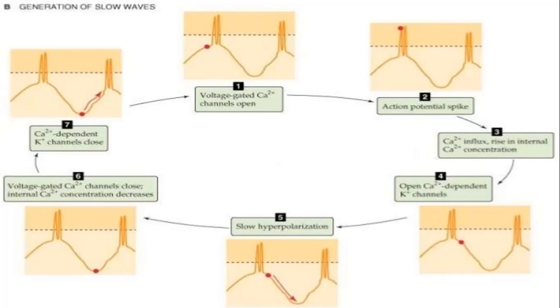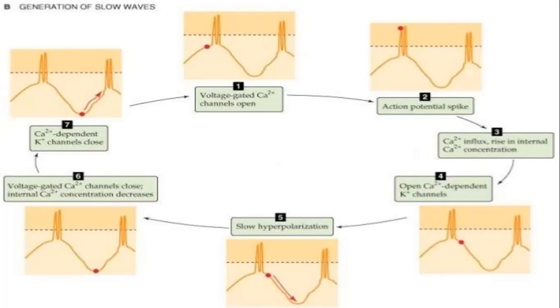So calcium influx causes rise in intracellular calcium concentration. This causes opening of calcium dependent potassium channel. That is figure 4. You see in figure 1 there was opening of voltage gated calcium channels, and there was figure 2. You can see there was rise in the membrane potential, which resulted in the action potential spike.